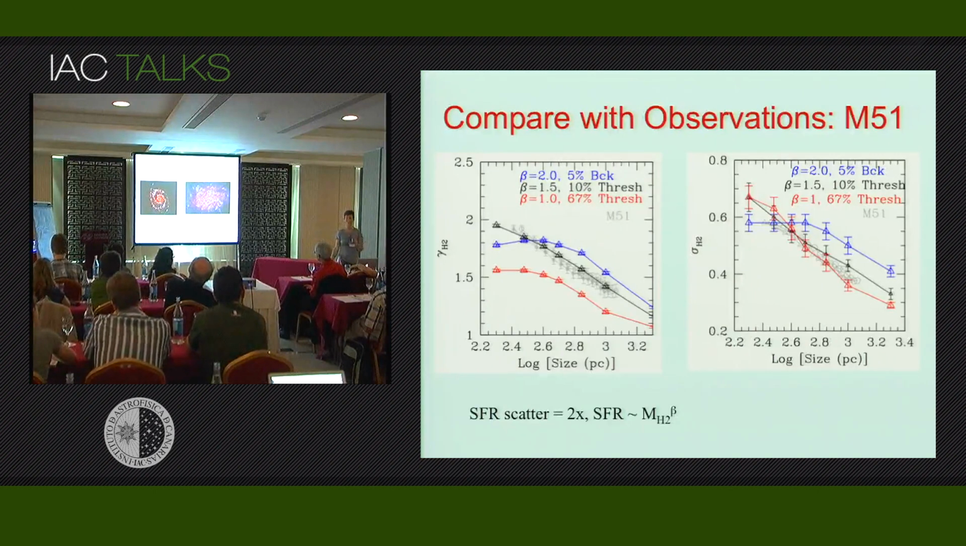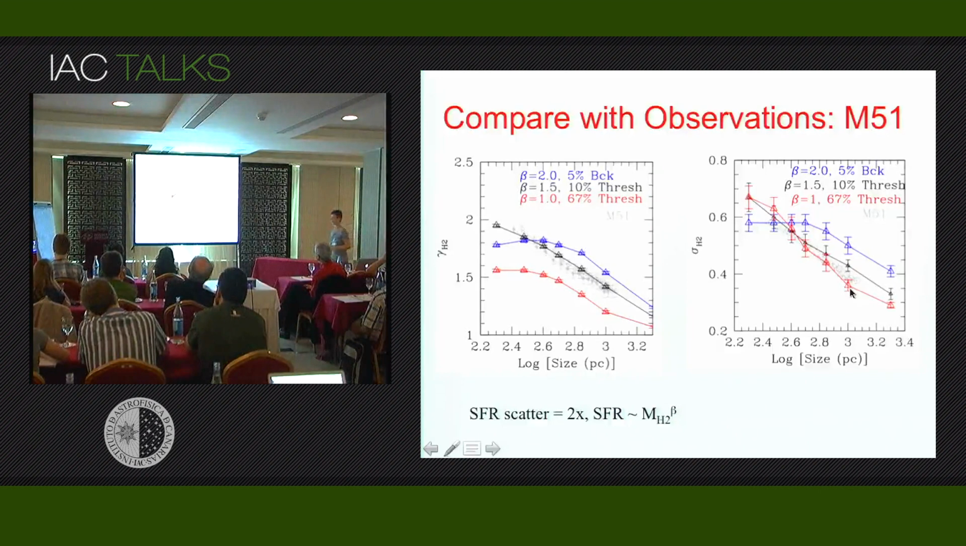Okay? So let's compare it with the observations. The faint gray data points are the data. On the left-hand side, you have the measured slope. This is slightly different from what I showed earlier because the previous plot was in linear scale. Here I'm showing the logarithmic scale of the region I'm sampling, okay, in both plots. On the vertical axis is the measured slope on the left-hand side plot. On the right-hand side plot is the scatter.